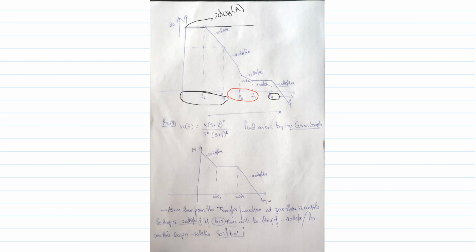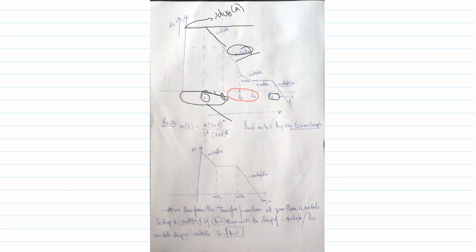After f2, the slope is degrading by minus 20 dB per decade, because f2 is a pole. So for one pole, the slope must be minus 20 dB per decade. Are you getting what I'm saying? After f3, it is minus 40 dB per decade. Why? Because two poles exist. From f2 to f3 it is minus 20 dB per decade, and after f3, minus 20 plus minus 20, so totally minus 40 dB per decade.